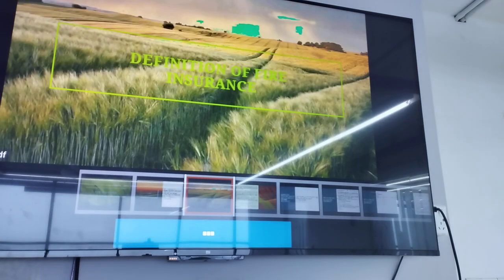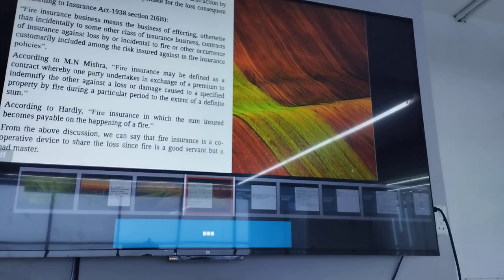Definition of fire insurance. Fire insurance is a contract by which the insurer agrees to make good for any loss suffered by the insured through damage or destruction by fire. Fire insurance is a device to compensate for the loss consequent upon destruction by fire.